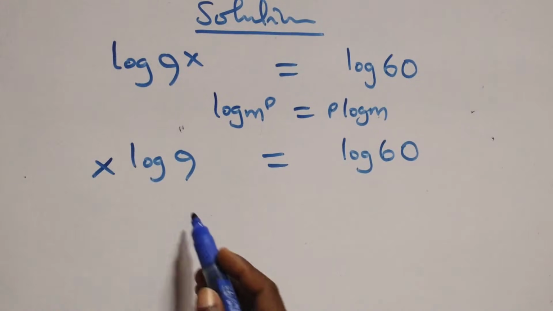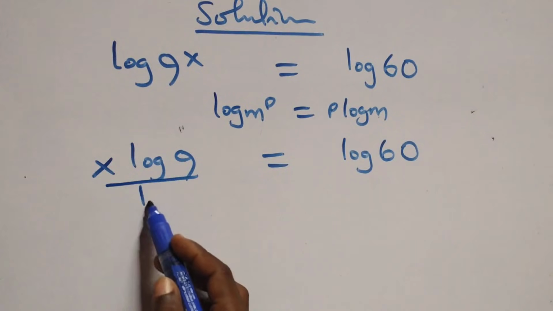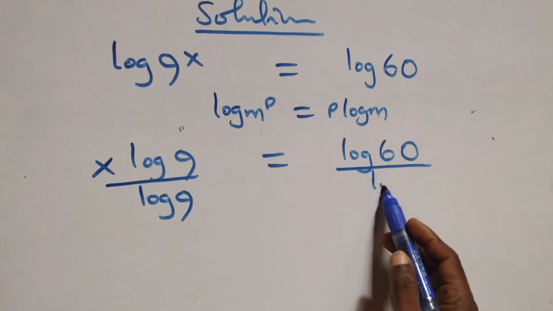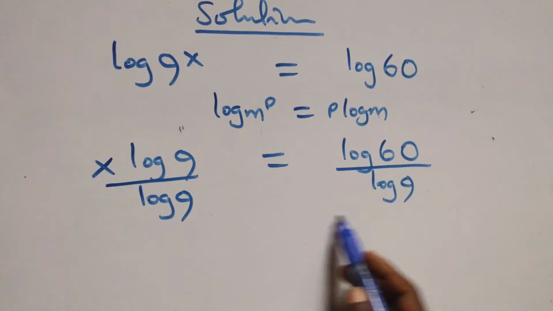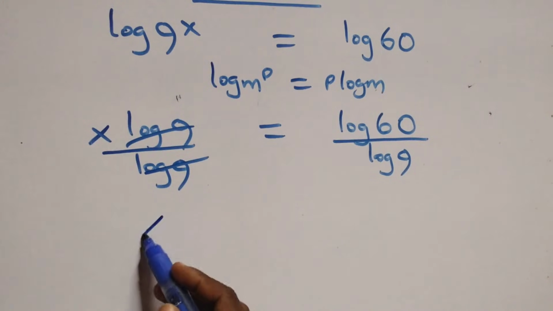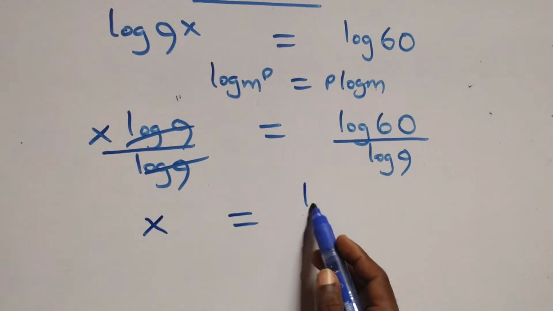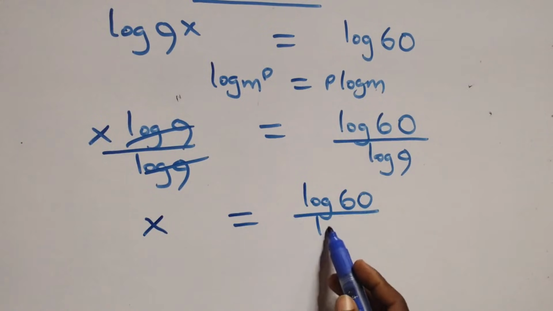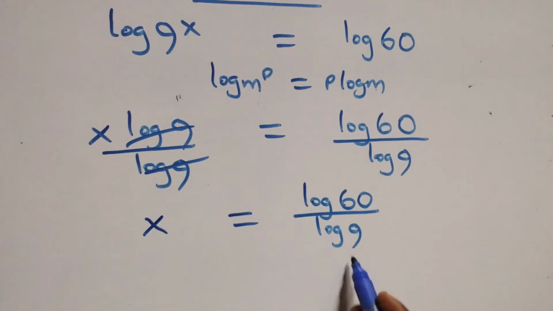The next step here, divide both sides by log 9. Divide this side by log 9. Also, divide this side by log 9. Here, log 9 cancels out, and we have x equals to log 60 over log 9.